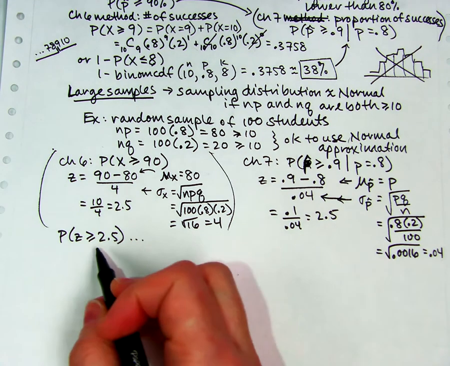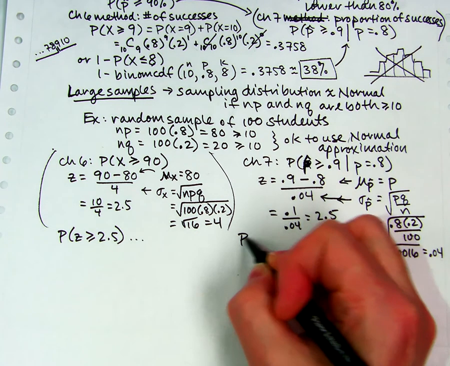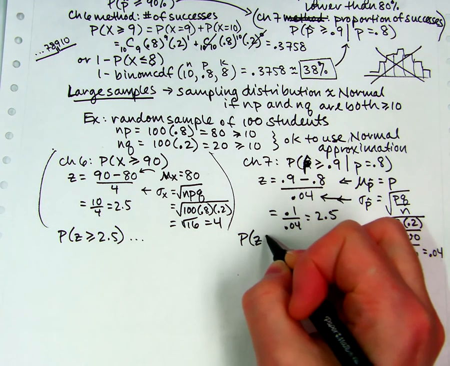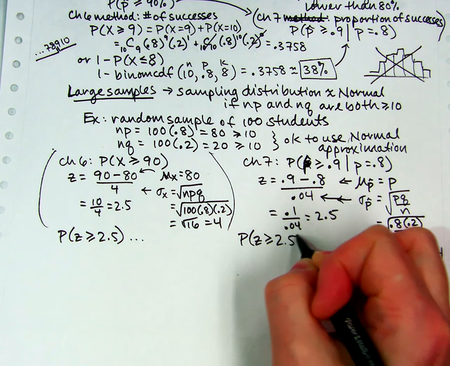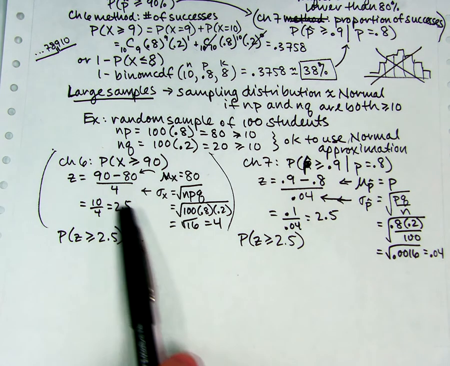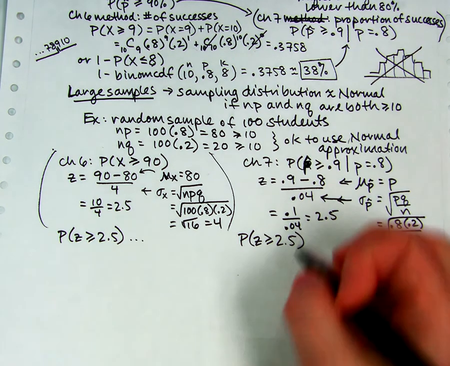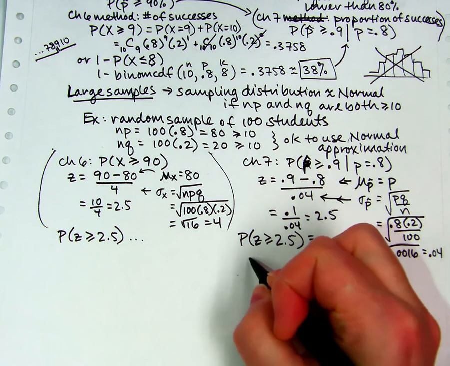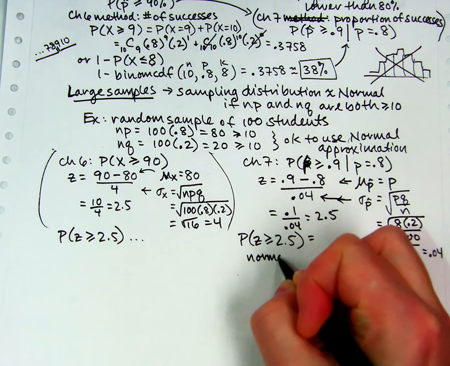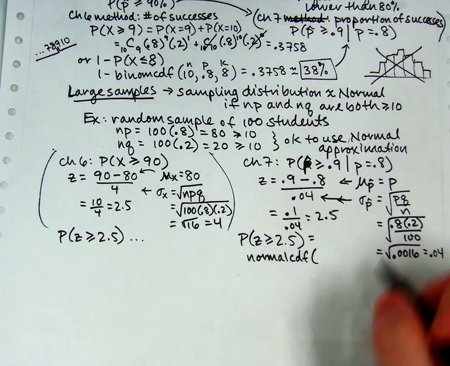So I still need to find the probability that z is greater than or equal to 2.5. That's what I need to find. It doesn't matter whether you think of it as a total or think of it as a proportion, you get the same answer. That's my point. So let's do that. That would be a normal CDF, or it would be table A, and that would be fine also. I like normal CDF better.